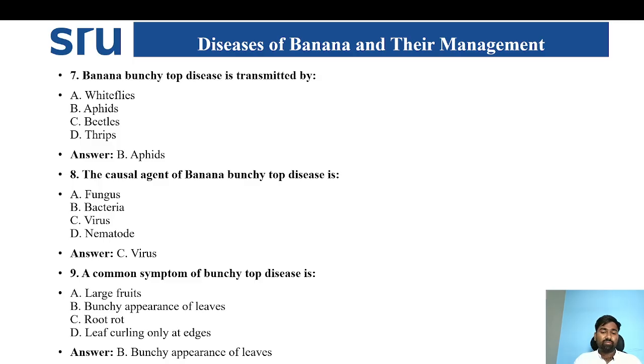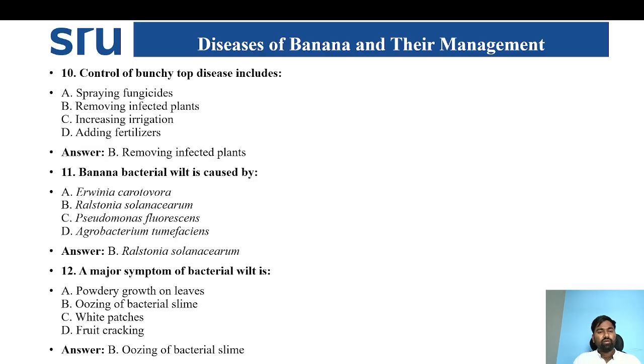A common symptom of bunchy top disease in banana is a bunchy appearance, curly top or cabbage top appearance of the infected leaves. Control of bunchy top disease includes removal of infected plants. Banana bacterial wilt is caused by Ralstonia solanacearum. The major symptom of banana bacterial wilt is oozing of bacterial slime or liquid from the infected cut end of the banana pseudostem.